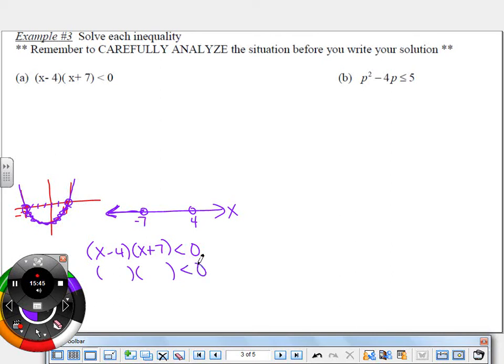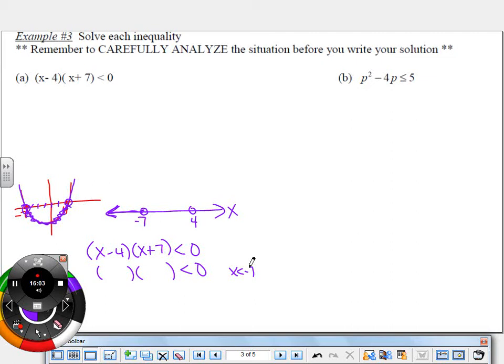So I'm plugging in some x value smaller than negative 7. If you put in a number smaller than negative 7 and you subtract 4 from it, are you going to get a negative or a positive? If you plug in a number smaller than negative 7, like negative 10, negative 12, and you subtract 4 from it, it's going to still be negative, right?